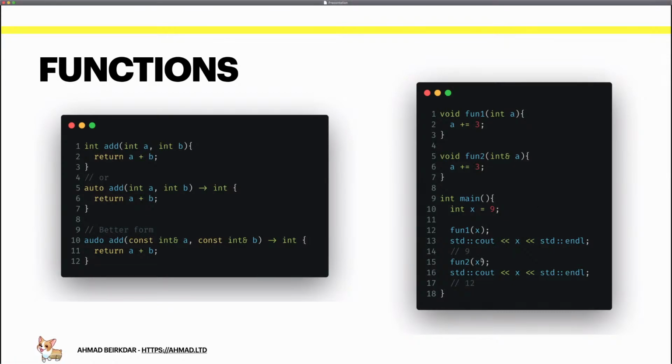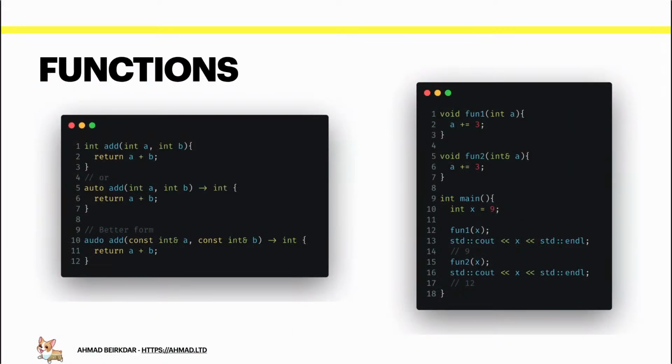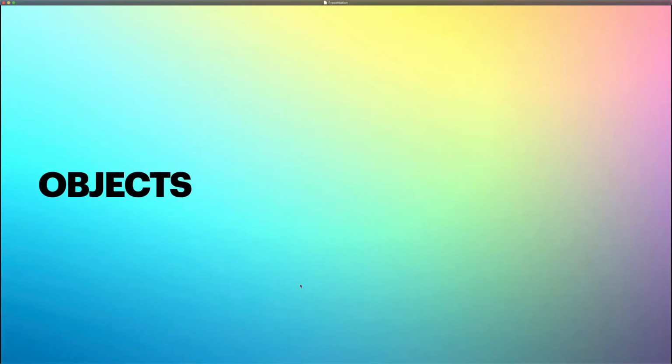But in fun2 right here, I'm passing in x again, but in this case, it's actually being passed in as a reference. So when I increment it here, it's actually changing the x value. So right now, if I print that out, I'm going to get 12, and that is the main essence of pass by reference or pass by value. The formal term for this is pass by value, and here pass by reference. But yeah, so let's get into some objects.